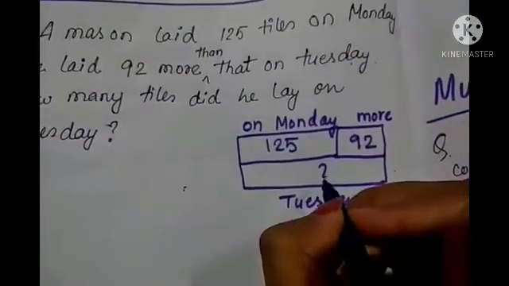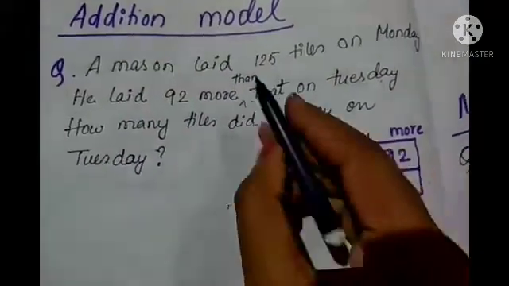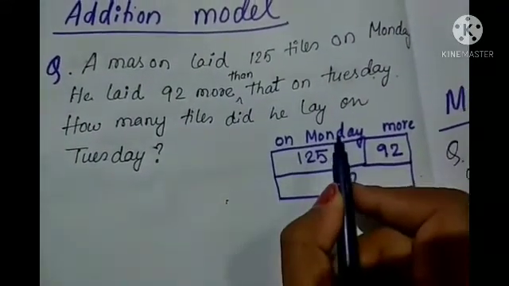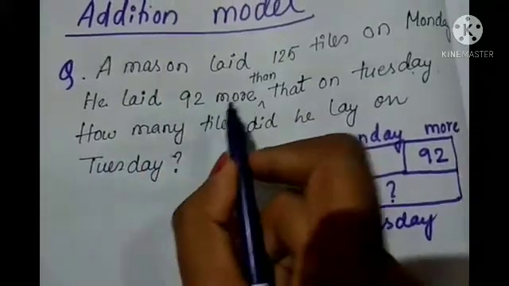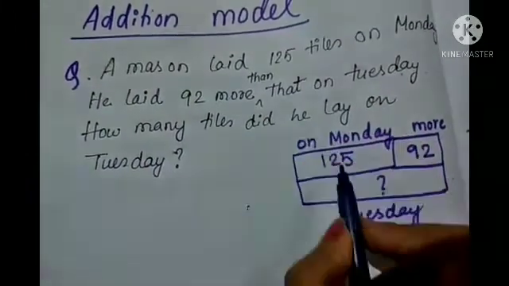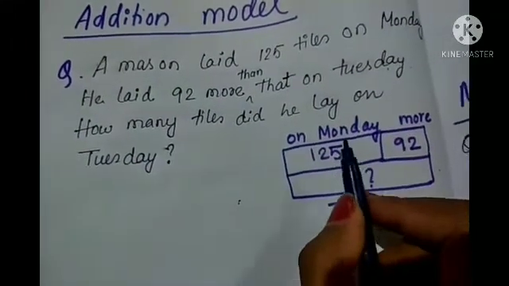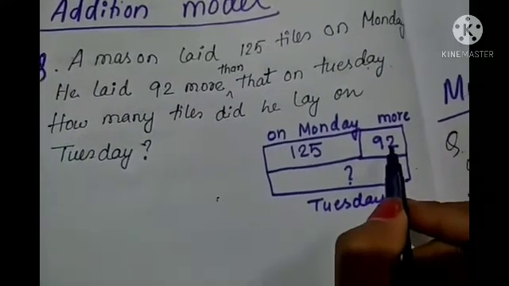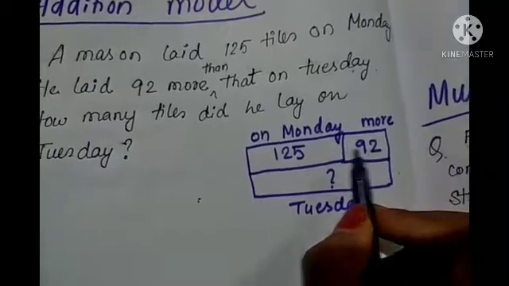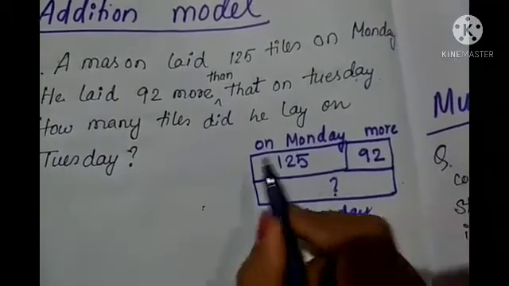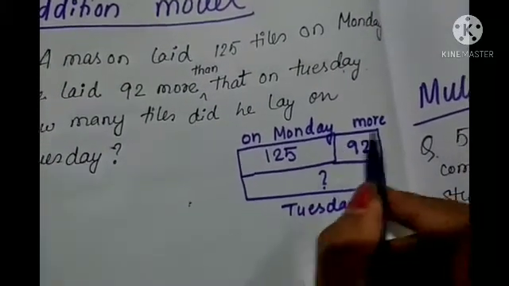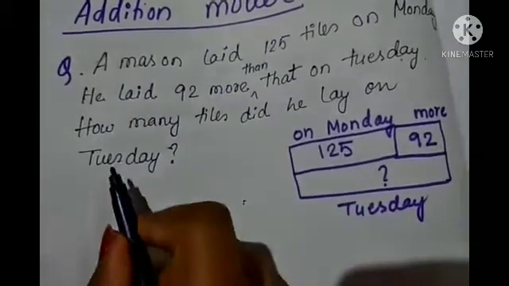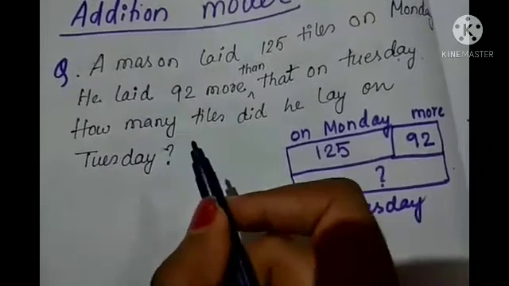Understood the model, students? How I am drawing this? It is already given that on Monday he laid 125 tiles, so I have written that. Next he laid 92 more than that. So I have added one more bar here, and there I have written 92. You can see the size, students: 125 is a little bit bigger, and 92 is a little bit smaller. So we have to find out how many tiles he laid on Tuesday.